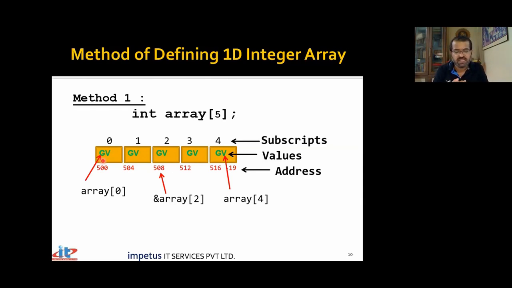It is uninitialized. It's as good as saying int a; and printf of a. You will get a garbage value. So is the case with this array as well. I'll be demonstrating how this garbage value comes in. But this is how you create an array.